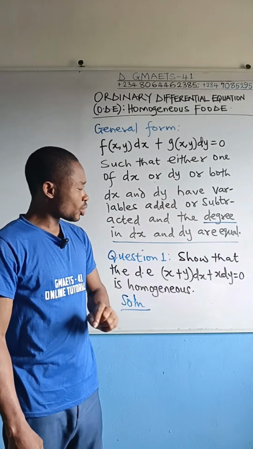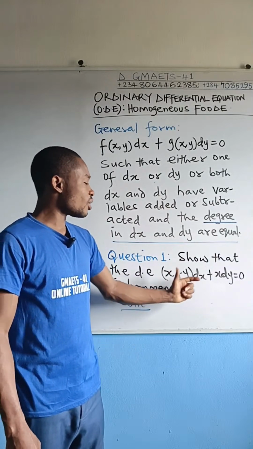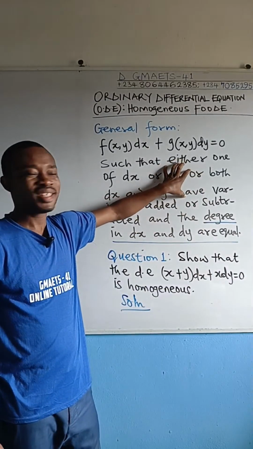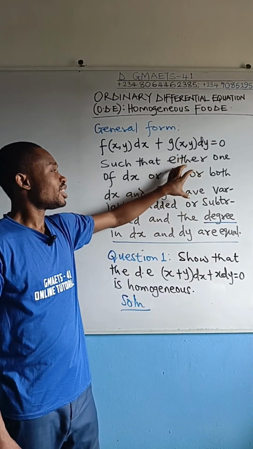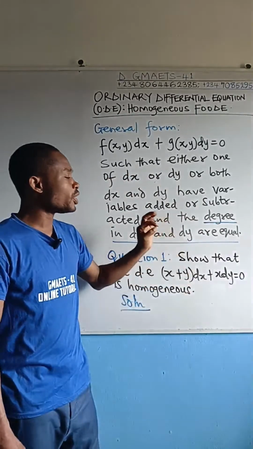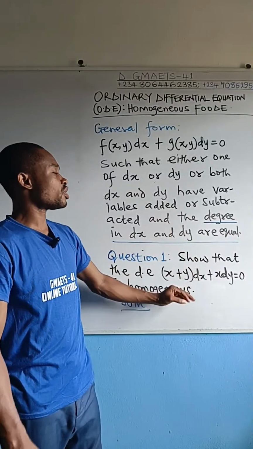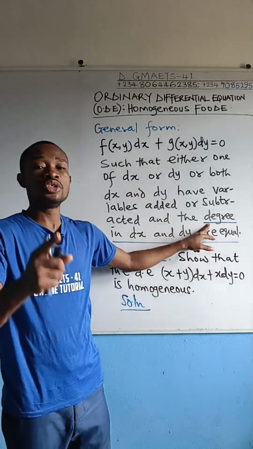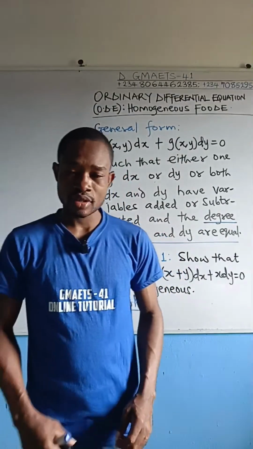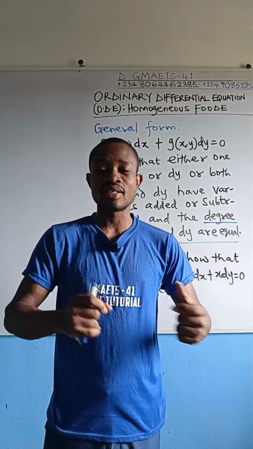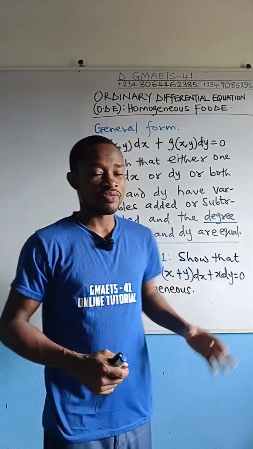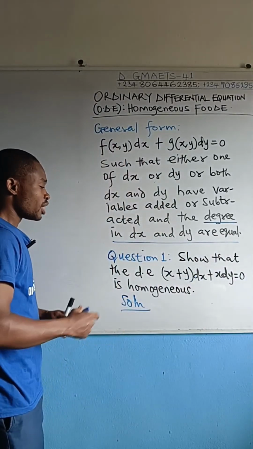However, like I told you, that you see x and y variable being added is not sufficient enough to conclude that the differential equation is homogeneous. What we prove finally that the differential equation is homogeneous or not is you checking the degree of the dx and dy part. Like I said, the degree in the x and the y must be equal before you can conclude that yes, the differential equation is what? Homogeneous. So how do we achieve that?